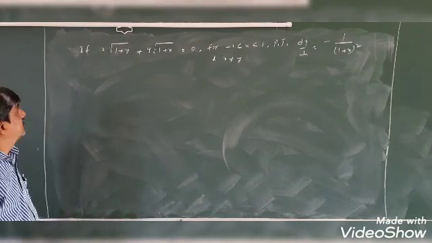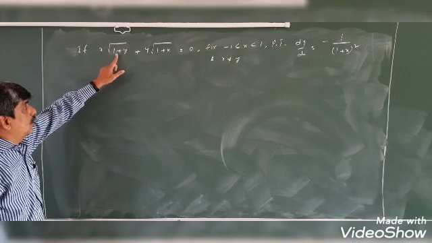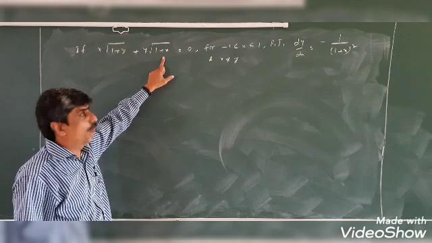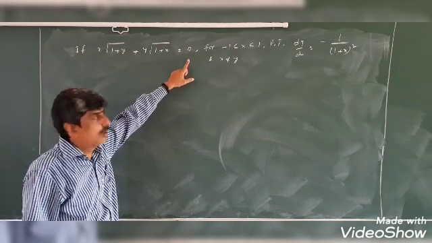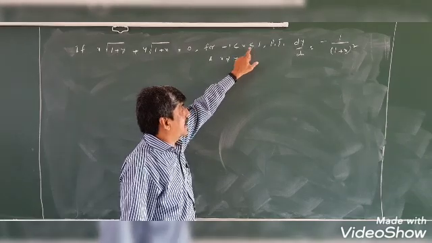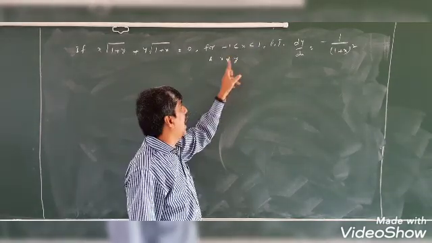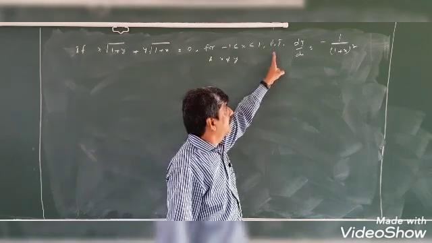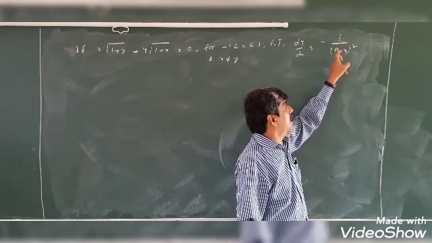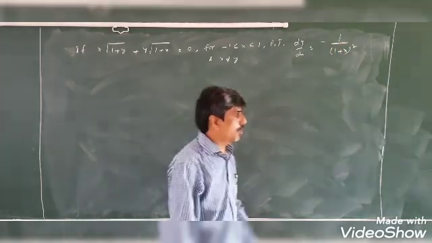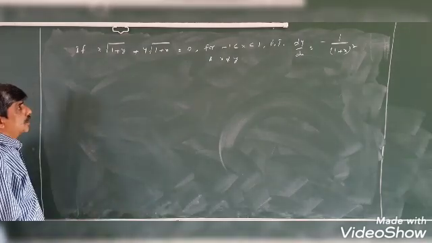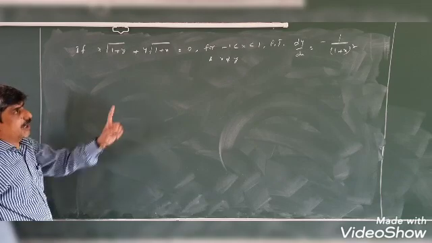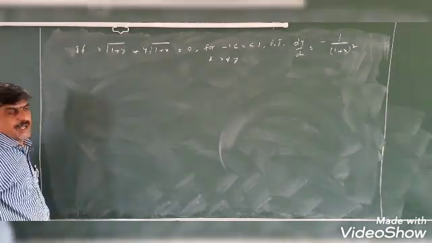Next problem is, if x into root over 1 plus y plus y into root over 1 plus x is equal to 0, for minus 1 less than x less than y, and x is not equal to y, then prove that dy by dx is equal to minus 1 by 1 plus x whole square. So to prove dy by dx is equal to minus 1 by 1 plus x whole square, dy by dx is alone in x variable.